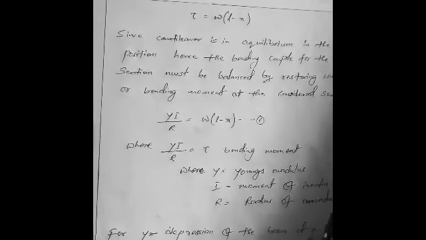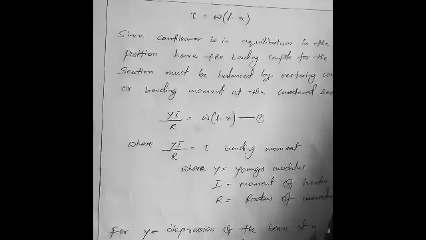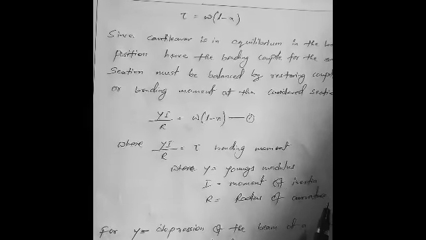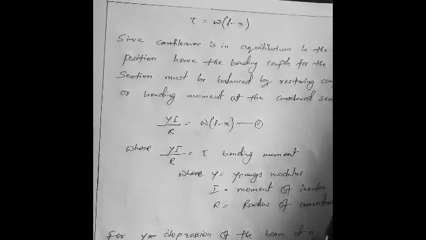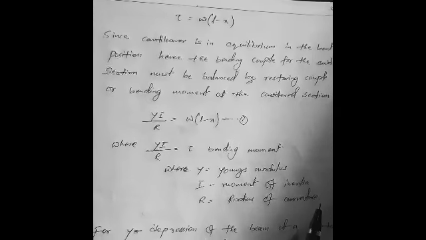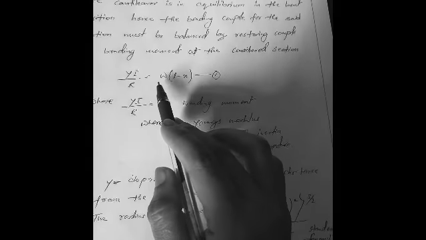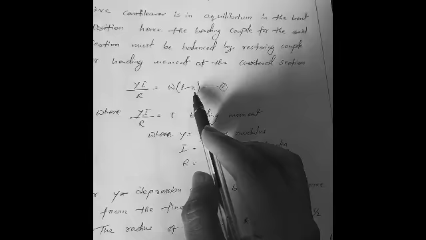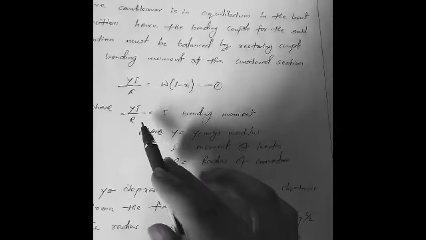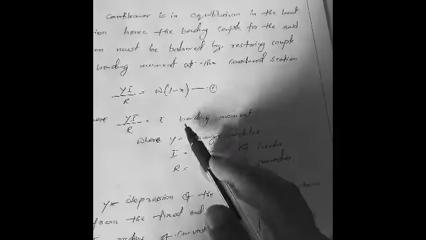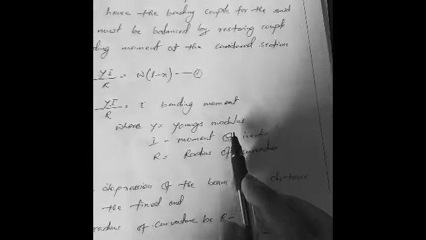Since the cantilever is in equilibrium in the bent position, the bending couple for the said section must be balanced by the restoring couple or bending moment at the considered section. YI by R is equal to W into L minus x. This is equation 1, where YI by R is equal to tau. Tau is the bending moment, Y is Young's modulus, I is the moment of inertia, and R is the radius of curvature.